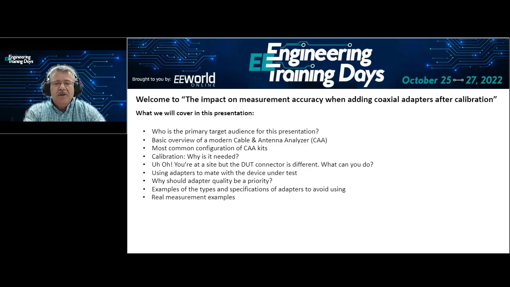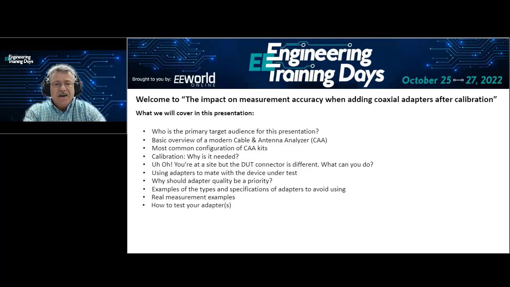We'll have plenty of real measurement examples. And for me, this is the meat on the bone. So this is where you're actually going to see the difference between a good quality adapter and a bargain adapter that you can buy on several online websites.